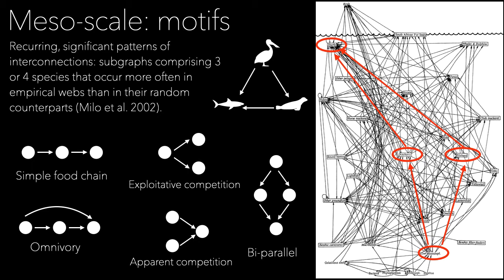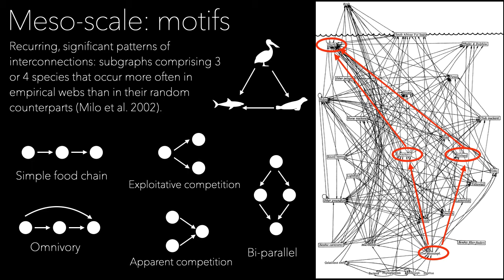Another overrepresented, widespread, and central motif comprising four species is what is called a biparallel. It is represented here, for instance, on the right, including a shark, anchovies and pilchard, and the mesozooplankton. In this case, this includes two preys that consume the same resources and are predated by the same predator.